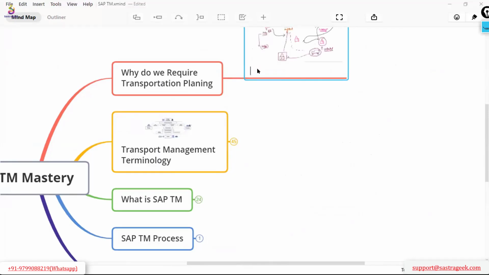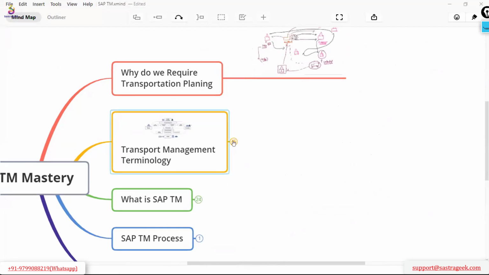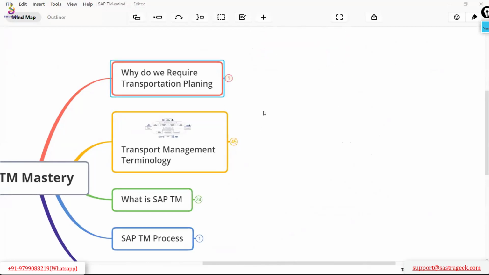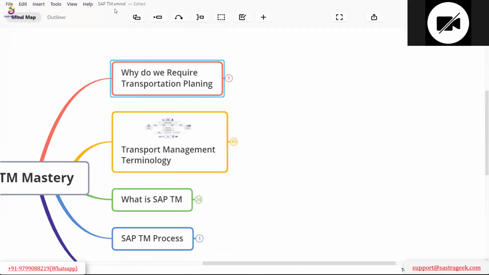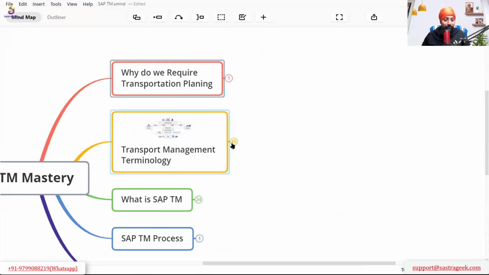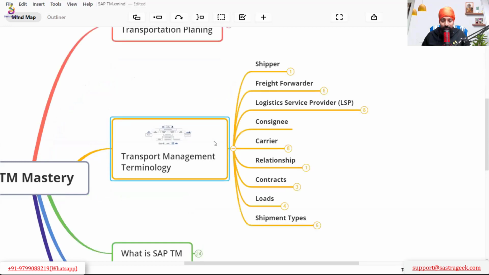Now let's discuss the different terminology. The people who said they are from an ABAP background, who are not even clear whether they are functional or technical, might be finding it difficult now to identify which different terminologies are being used. So let me clarify the quick terminologies in SAP Transportation Management.